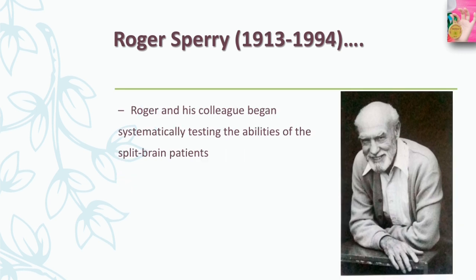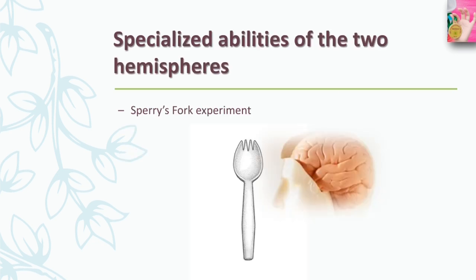In the 1960s, psychologist and neuroscientist Roger Sperry, 1913 to 1994, and his colleague began systematically testing the abilities of split brain patients using simple but ingenious research techniques. In one experiment, Sperry asked a split brain patient to close her eyes and then placed a fork in her hand, and when asked to identify the object, she was unable to answer.